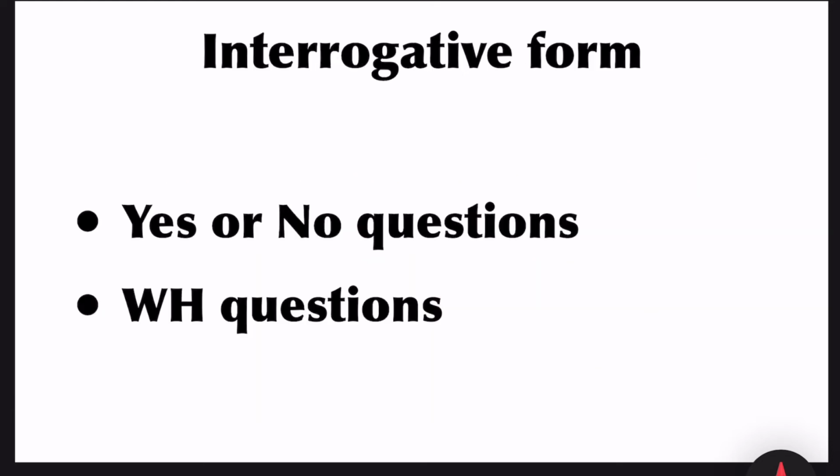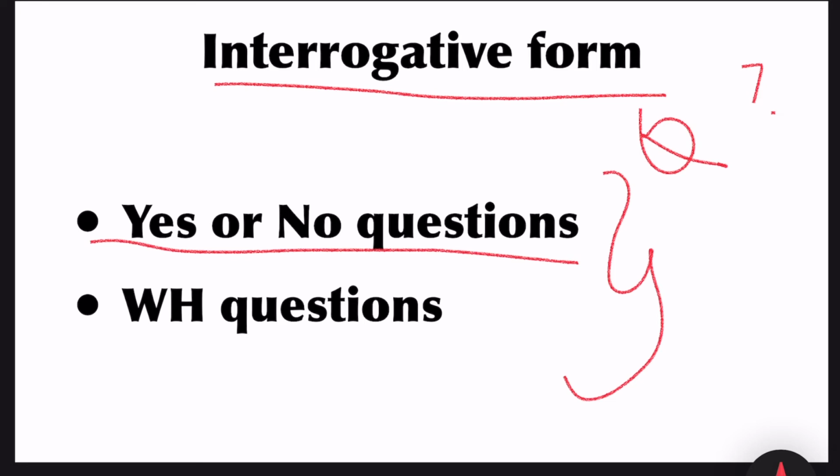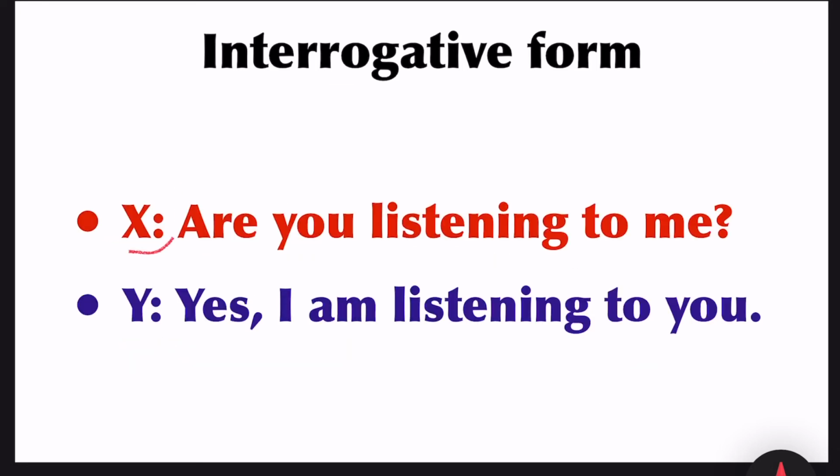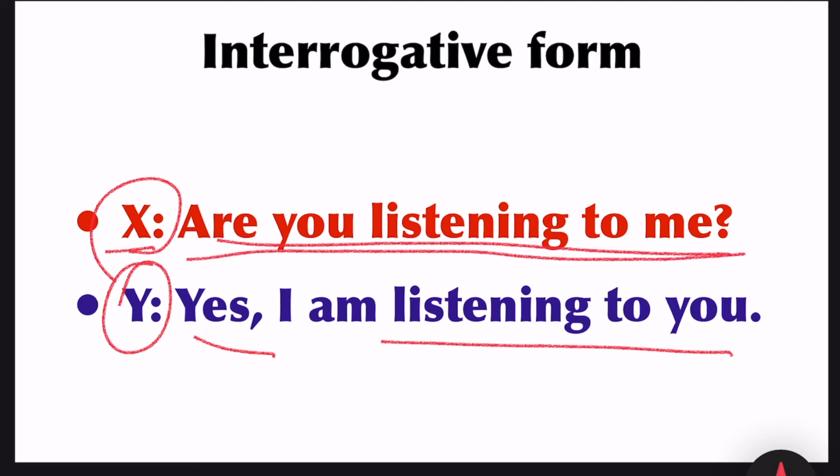Now we are moving on to interrogative form, that is, question form. How can you ask a question in present continuous tense? There are two forms. One is yes or no question and the other one is WH question. X and Y are talking. X is asking, are you listening to me? Yes, I am listening to you. Are you listening to me is a yes or no type question in present continuous tense. The answer can be either yes or no.